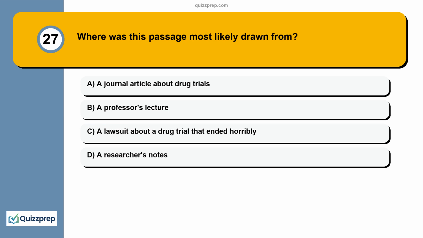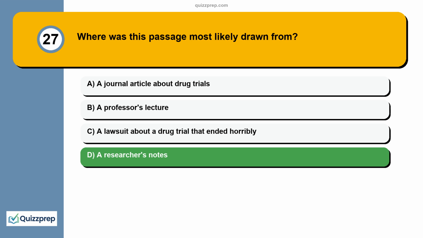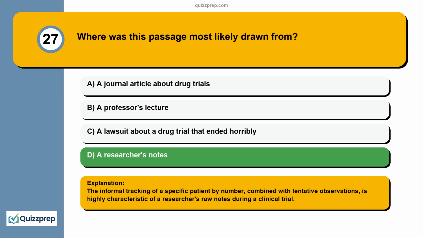Question 27. Where was this passage most likely drawn from? A journal article about drug trials, a professor's lecture, a lawsuit about a drug trial that ended horribly, a researcher's notes. The informal tracking of a specific patient by number, combined with tentative observations, is highly characteristic of a researcher's raw notes during a clinical trial.